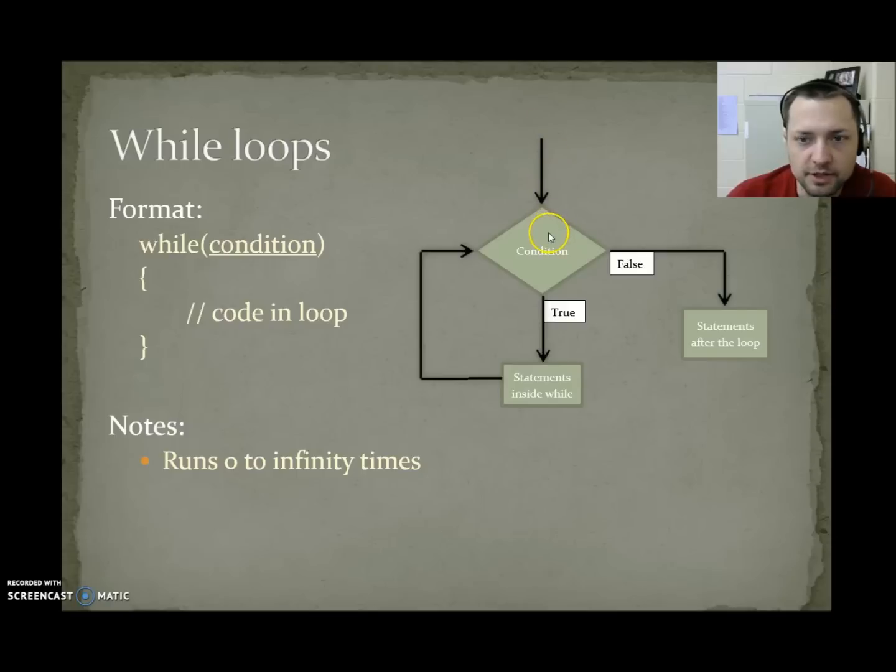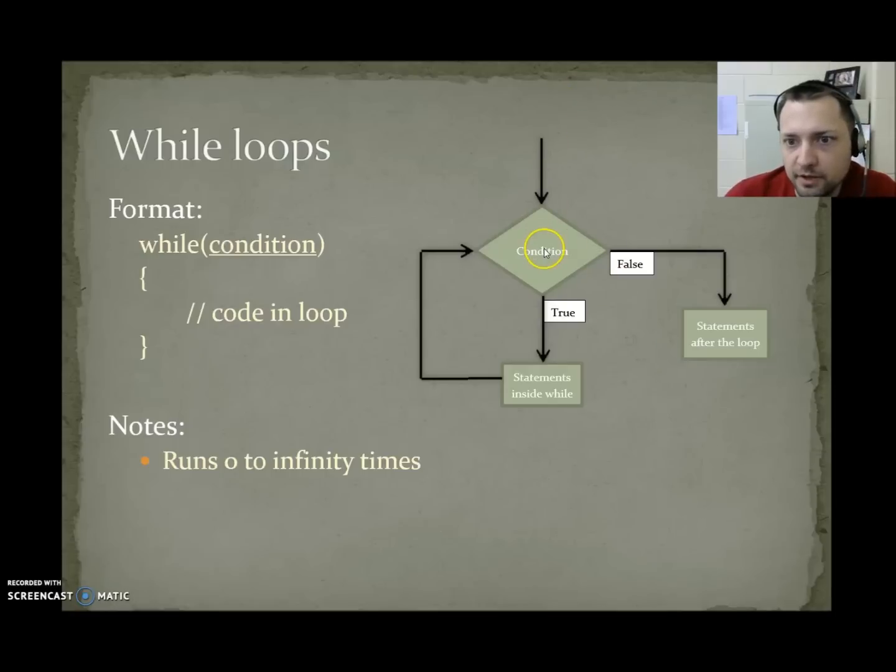So we come into our loop, we look at the condition. When the condition is true, we do the statements inside the loop, kind of like we would with an if. But the weird part is, we go back to the condition and look at it again. If it's still true, we do the code a second time. This loop can keep happening multiple times, over and over. When the condition is false, we come off and we do statements after the loop.